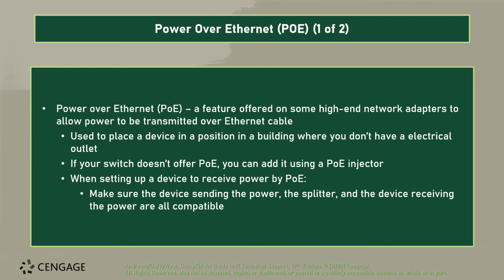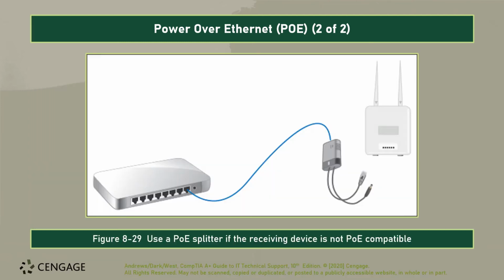On the other end, the injector has to be able to receive and filter the signal and pass it through what's called a splitter. So if you have to add the signal, you have to have either a PoE device on the opposite end that will automatically interpret it, or you have to have a splitter that will separate it into power and data signals that can then be interpreted by a normal, non-PoE device.